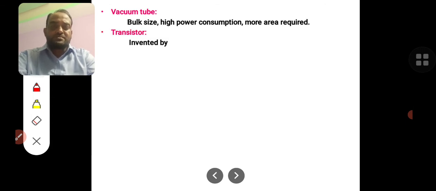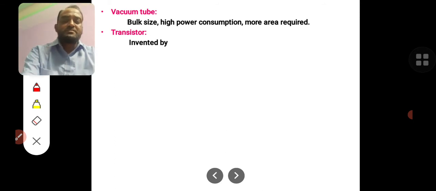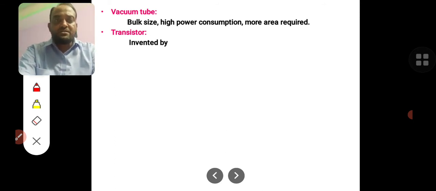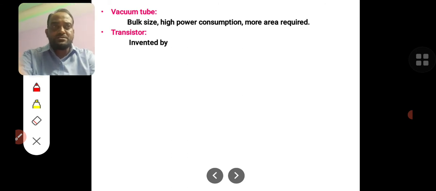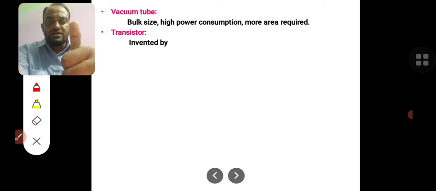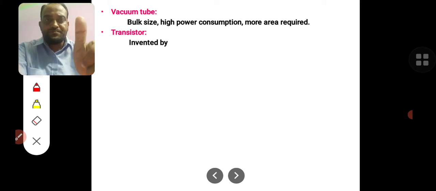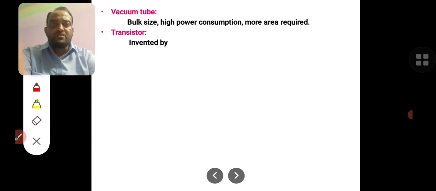The first transistor was made by vacuum tubes. You might be aware that vacuum tubes are very bulky in size. These vacuum tubes normally have the size of your thumb, more than the size of your thumb. It is this much bulky and it consumes very high power.